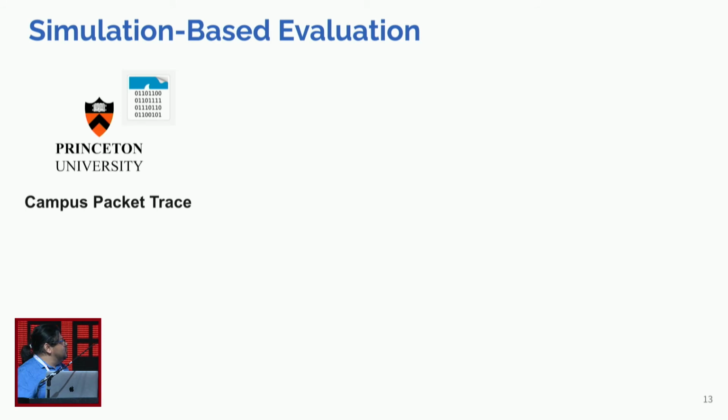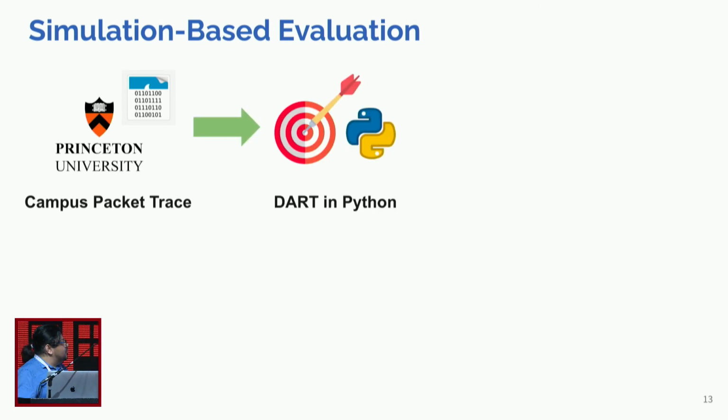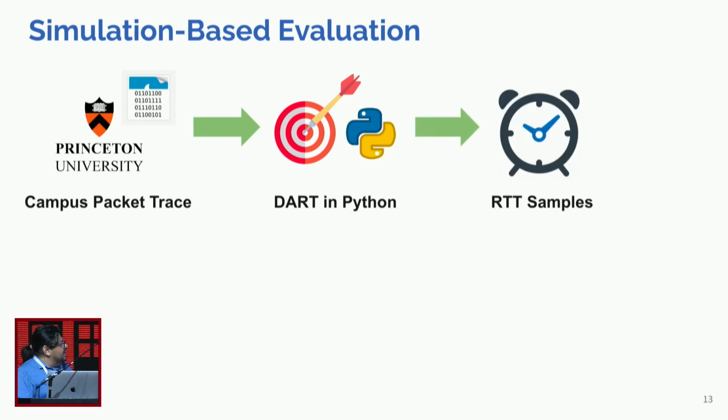And for this, what we do is we capture a packet trace in our campus. This is an IRB-approved study, and the trace is anonymized. And we pass it through a version of Dart, which is implemented in Python. And we collect the RTT samples, and we then compare it against a version of tcptrace, which is a tool traditionally used to compute RTTs for packet traces. And this is sort of our baseline.